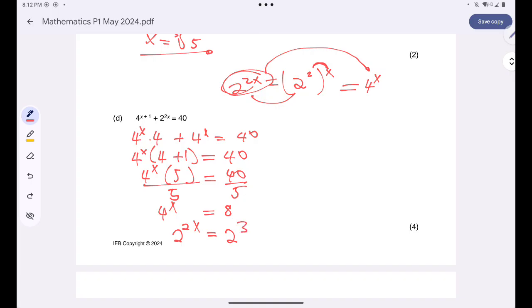8 is 2 to the power 3, right? Now when the bases are the same, I can simply say the exponents are equal. Therefore x is equal to 3 over 2.